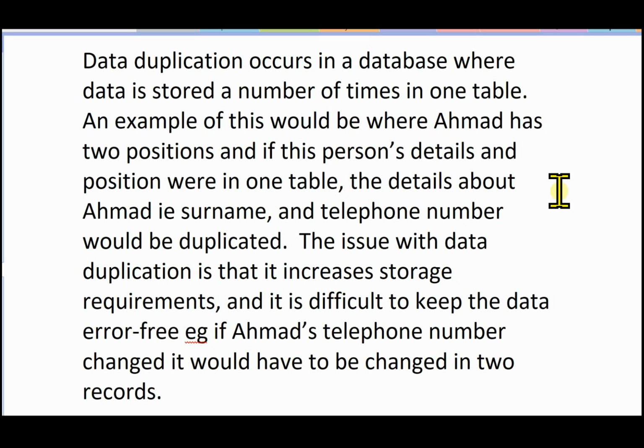And here's a sample paragraph. Data duplication occurs in a database where data is stored a number of times in one table. An example of this will be where Ahmad has 2 positions, and if this person's details and position were in one table, the details about Ahmad, i.e. surname and telephone number, would be duplicated. The issue with data duplication is that it increases storage requirements, and it's difficult to keep data error-free, e.g. if Ahmad's telephone number changed, it would have to be changed in 2 records.